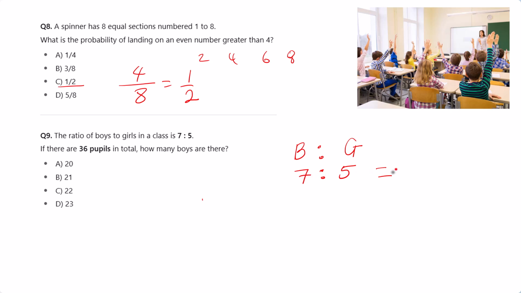We do 7 plus 5, the answer is 12. That means that if there are 12 students, 7 are going to be boys and 5 are going to be girls. Let's do the 7 times table and the 5 times table. That's going to be 14, and that's going to be what? That's going to be 10.